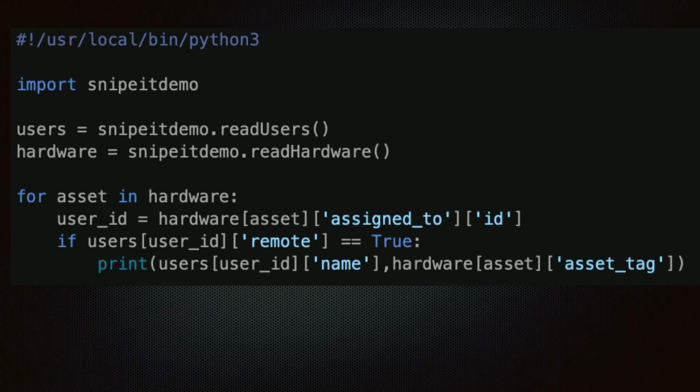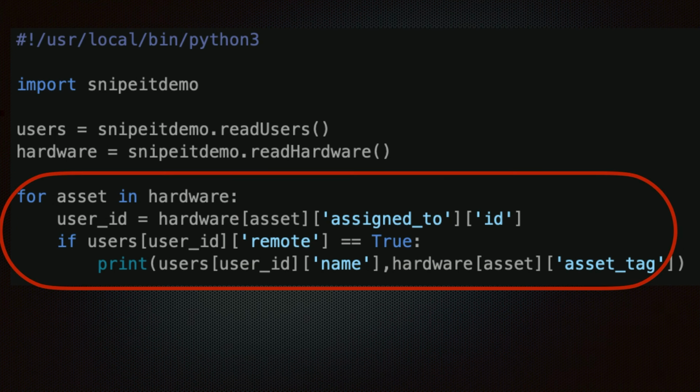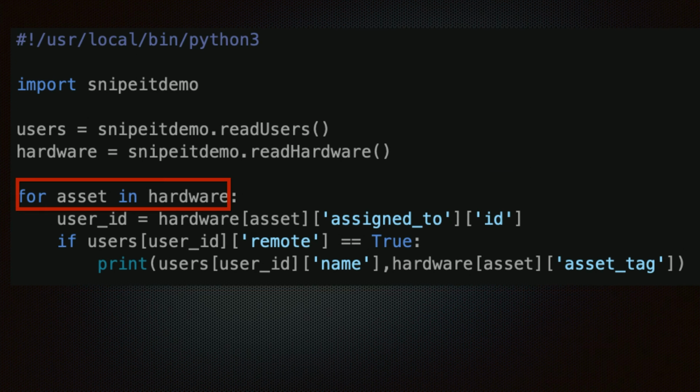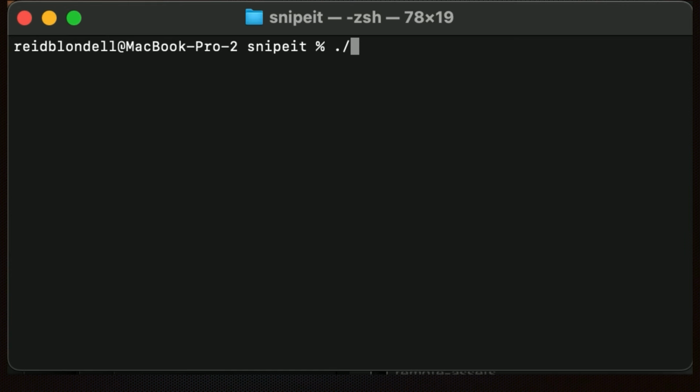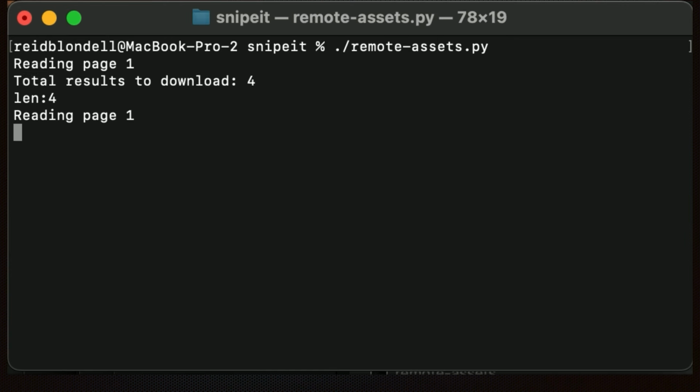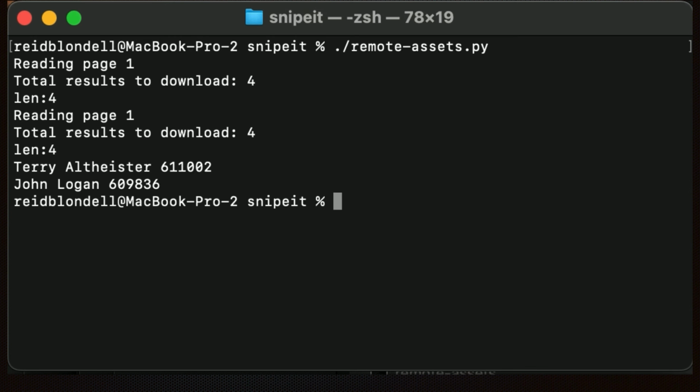When I want to use that data, I write another Python script that imports the other one and calls my API functions. Now, what I've essentially done here is load up a representation of the users and hardware tables. Now I can match records in one of them with the other and filter it down. I know this is a lot to take in, so let's break it down. We're going to go through our hardware table. For each record in it, we're going to get the ID of who it's assigned to. And if we run that code, we end up with a list of the remote employees that have assets assigned and their asset tags.